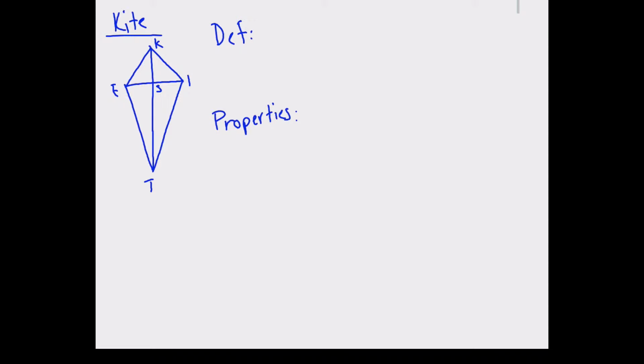All right, what do you think's true? Madeline? I think that ET is congruent to IT. Say it again, I'm sorry. ET is congruent to IT. You are correct. And EK is congruent to IK. Awesome. How about a definition for me then? That's enough to give us a definition.